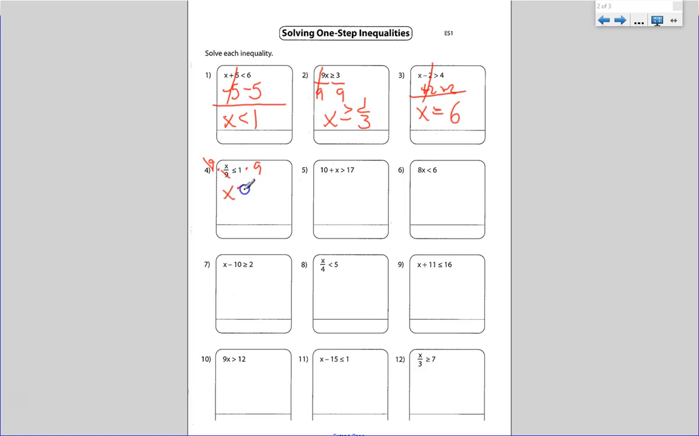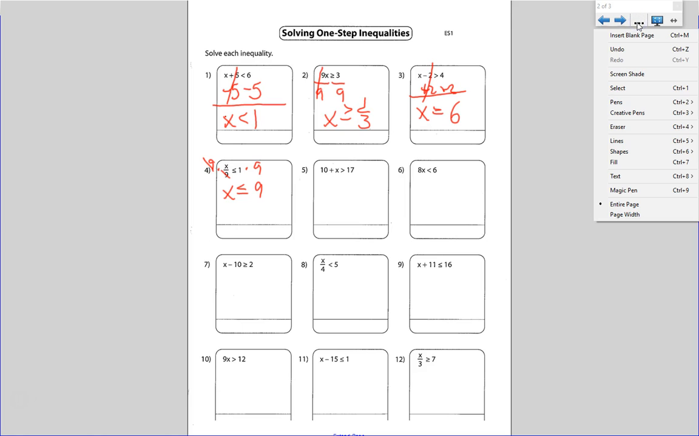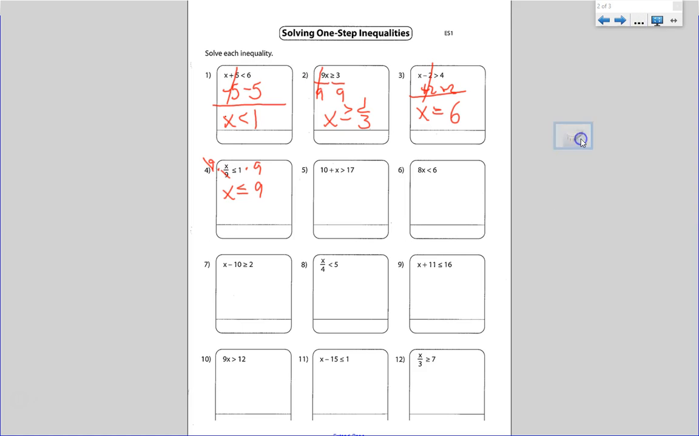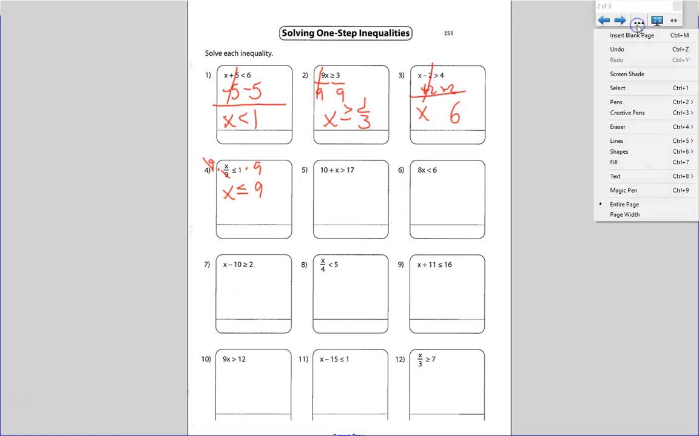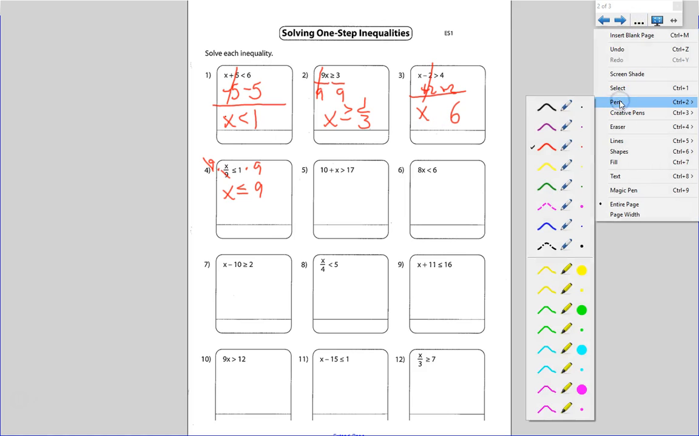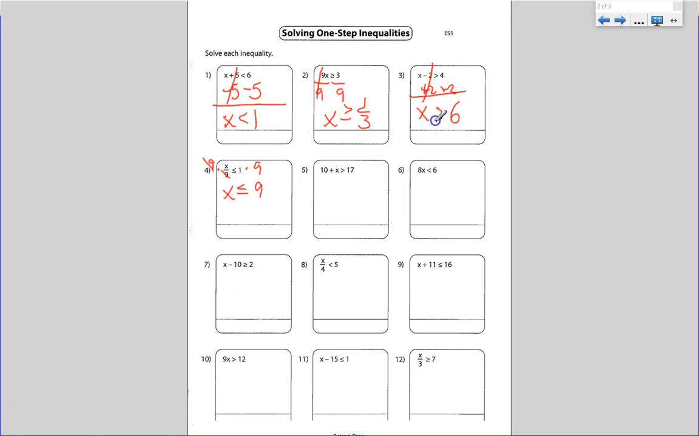Whoops, I just realized I made a mistake. It is less than or equal to 9 right here. I'm going to come back up here and fix my mistake. We are not working on algebra anymore, so that is not an equal sign that should have gone there. It should have had that less than symbol. I apologize for that.